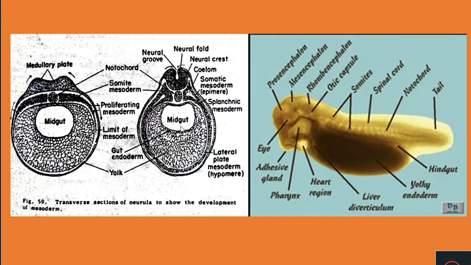So these are two different views. This is a transverse section, whereas this is a lateral diagram of this tadpole. So hope you understood the positions. So this is the dorsal nerve cord. Ventral to it or below it you can see the notochord, but in transverse section it will appear like this. This is the developing nerve cord which you can see in the neurulation video.